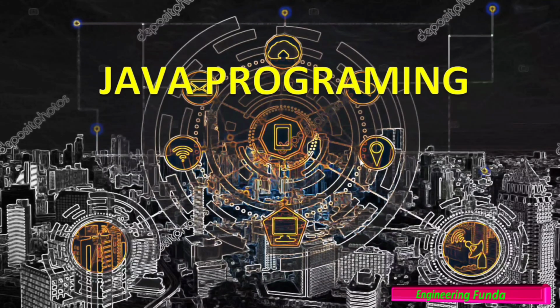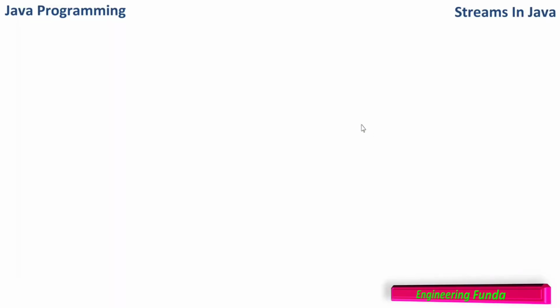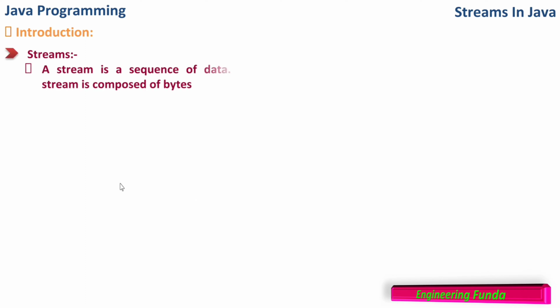In this video we are going to see the streams in Java programming. So let us start by first introducing what is streams in Java. Here let us see the definition of streams. A stream is a sequence of data. In Java, a stream is composed of bytes.